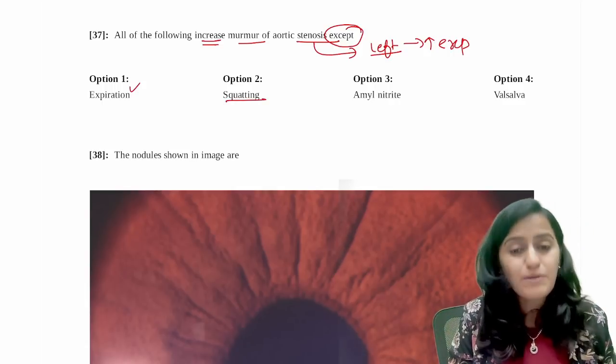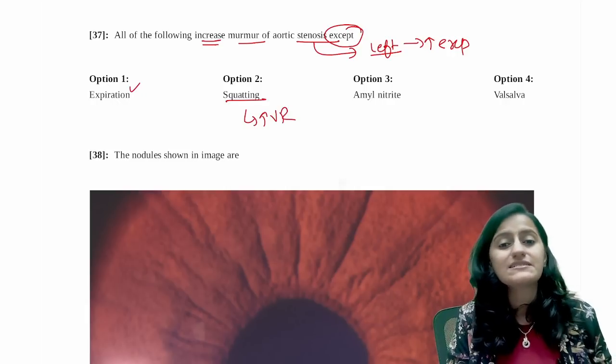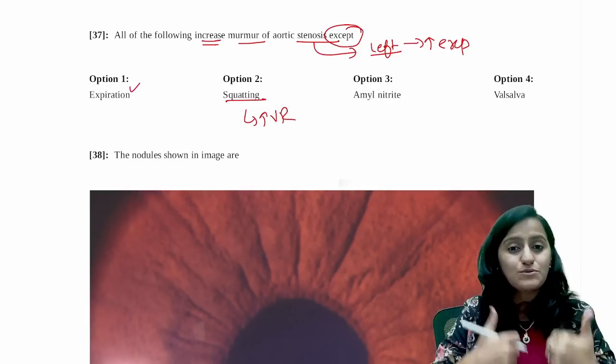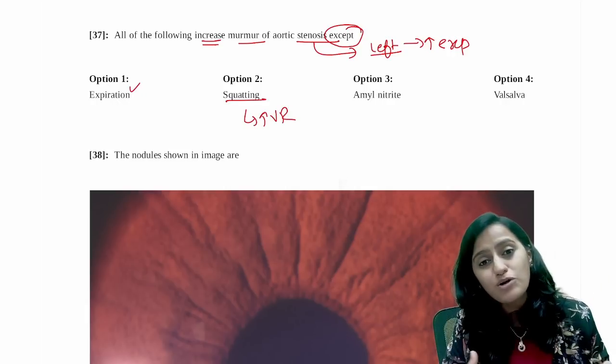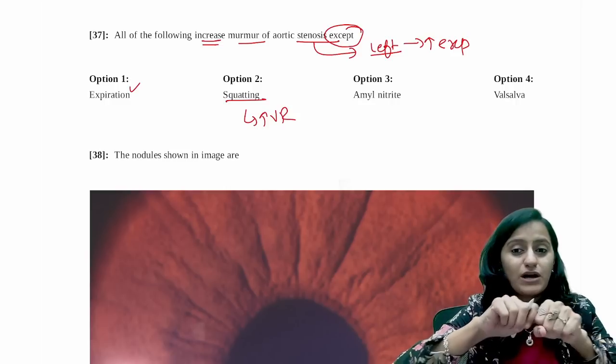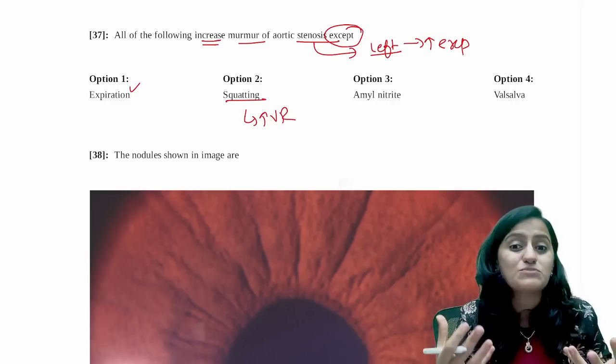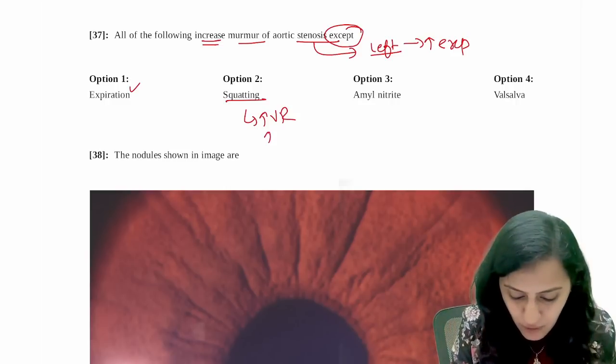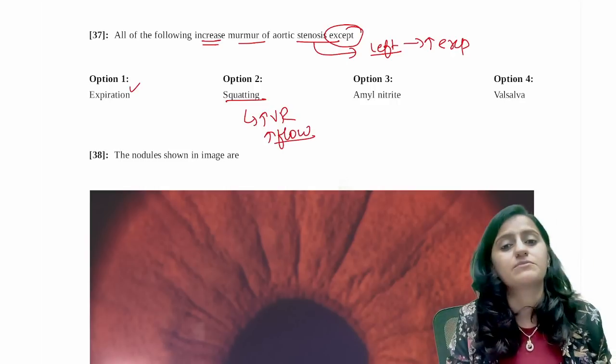Squatting. Remember what effect the squatting has: it increases the venous return. As the venous return to the heart increases, that means more blood will come to the heart, more blood will flow across that stenotic valve, so it will cause more murmur. So increased flow will have increased stenotic murmur.